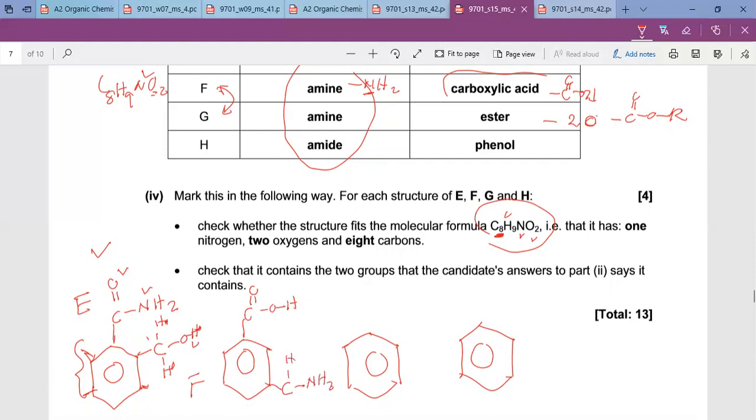H here. H here. Count again. 6 carbon, 7, 8. Correct. Oxygen 2. 1, 2. Correct. And nitrogen 1. Okay. Hydrogen same. Here 4. 1, 2, 3, 4, 5, 6, 7, 8, 9.